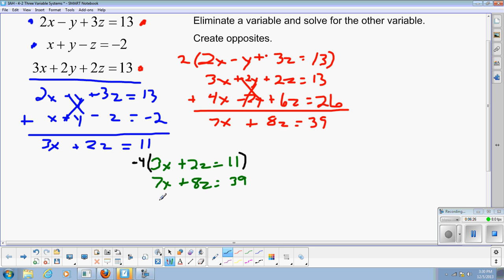So then I have a minus 12x, I have a minus 8z, and I have a -44. So now I have the system of 7x plus 8z equals 39, -12x minus 8z equals -44. All right, so I am now going to eliminate. I'm going to add 7x minus 12x, -5x.